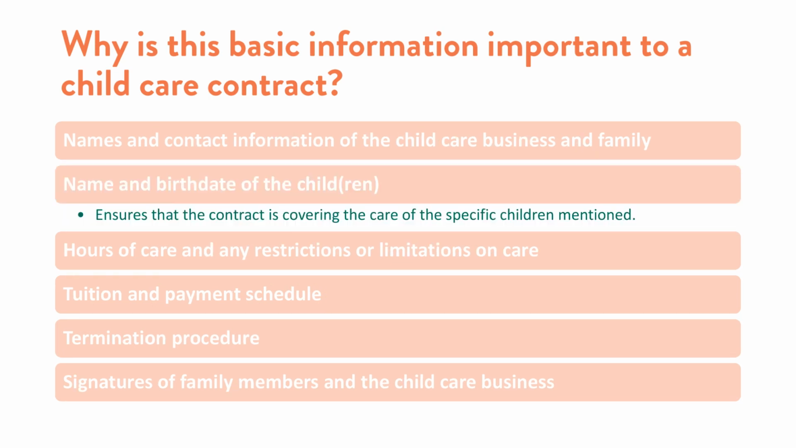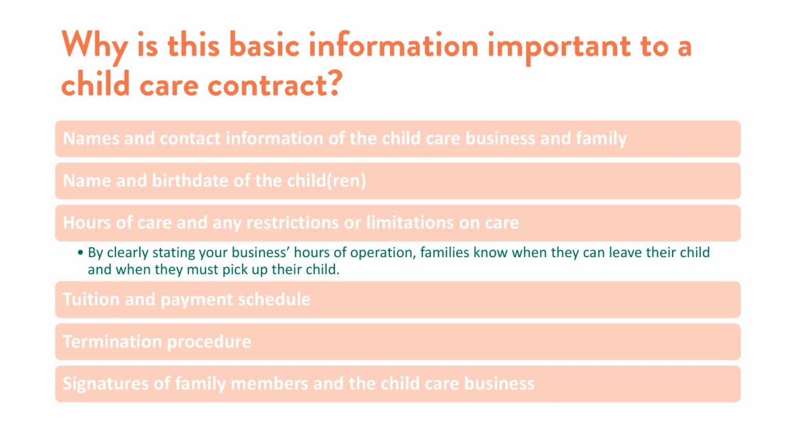Name and birth date of the child or children. While the family is entering an agreement with the business, the contract centers around the care of a child. Listing the child's name and birth date, or children's names and birth dates, ensures that the contract is covering the care of the specific children mentioned.